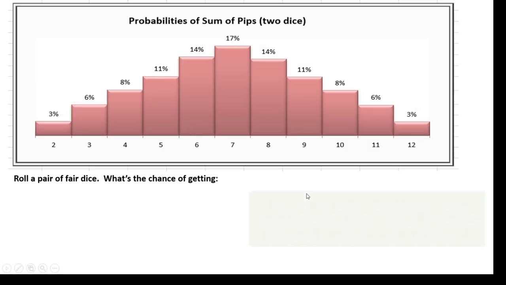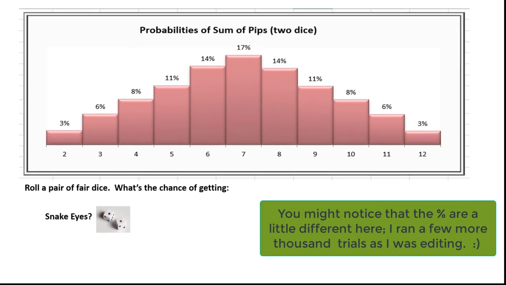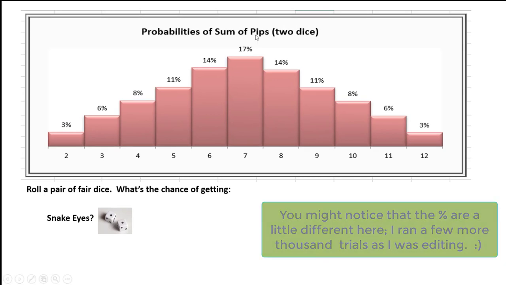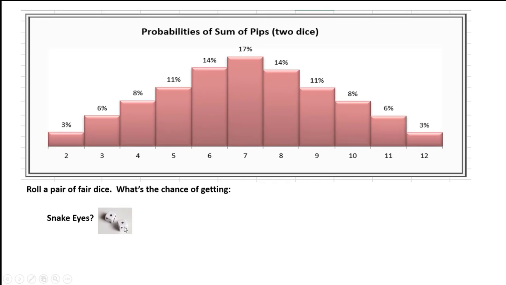Okay, so let's look back at the chance of getting snake eyes. Snake eyes is a sum of 2. You got a 1 and a 1. So that's just about 3%. Happens about 3% of the time. We'll take a closer look at this in the homework for sure. Okay, let's do a few more sums.